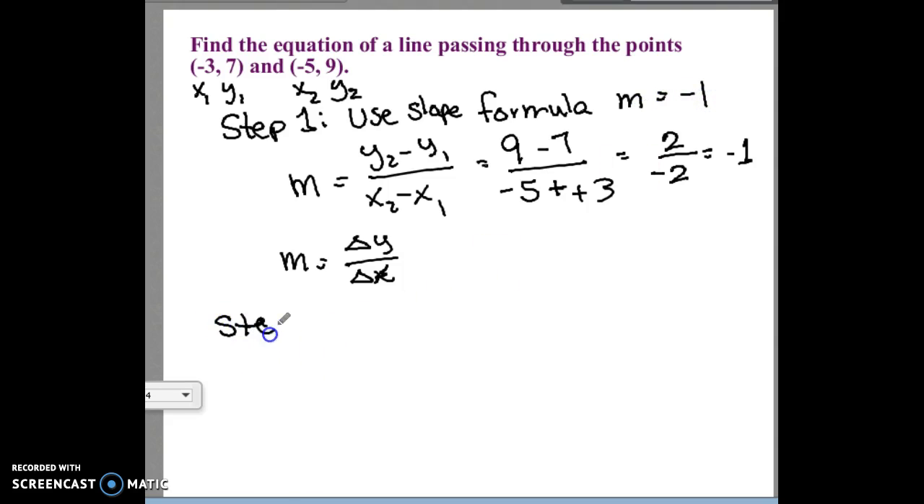Step 2 is to choose a point. You can choose any point, it doesn't matter. You will always get the same answer no matter what point you choose. I'm going to choose the point -3, 7.